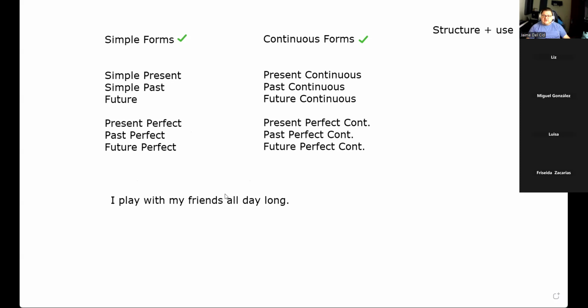Anybody? Okay, thank you very much. I got a direct message. Simple present. It is simple present. Yes. So this is a general question anybody can answer.